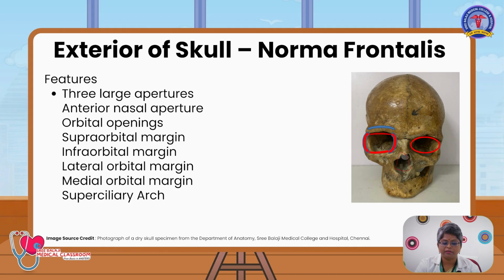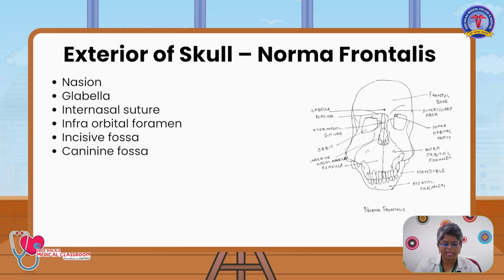The other important features of norma frontalis in the frontal region include the superciliary arch. It is a curved elevation above the medial part of the orbit. Glabella is a median elevation between the two superciliary arches. Nasion is the junction of the internasal and the frontonasal suture. The frontal eminence is the rounded elevation just above the superciliary arch.